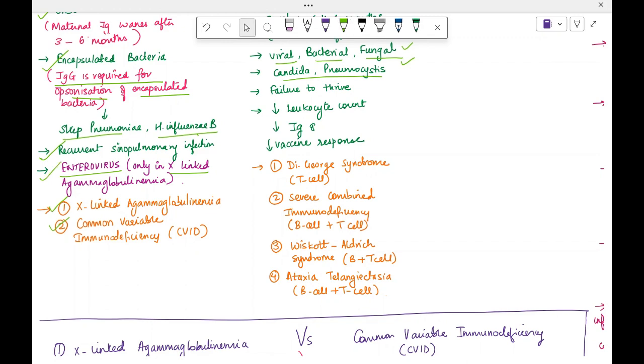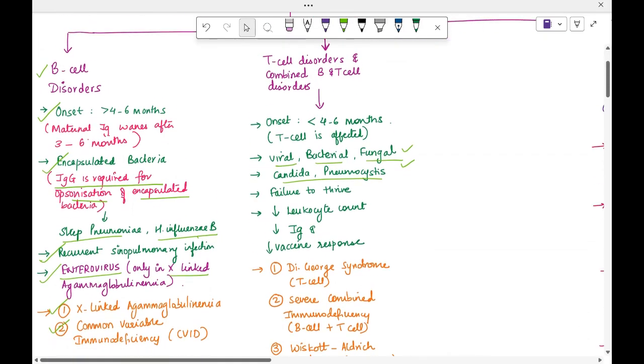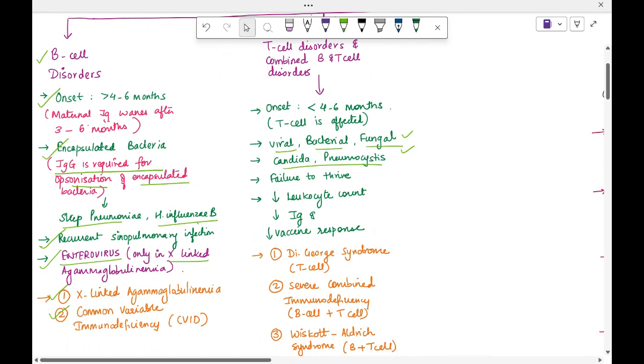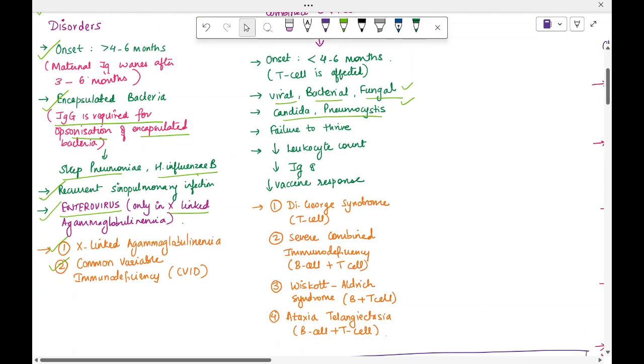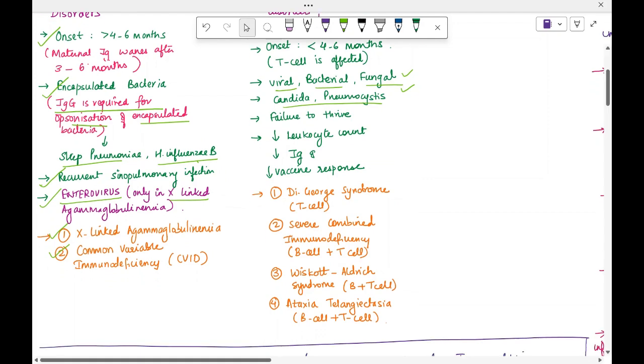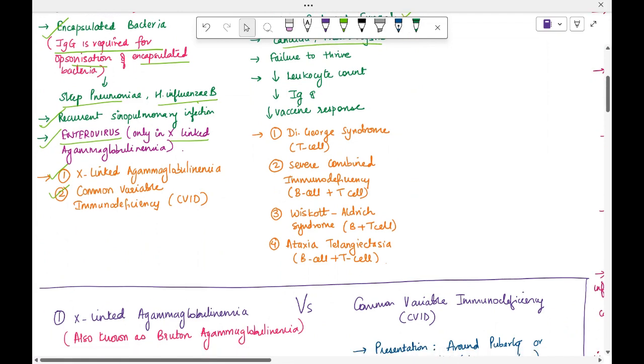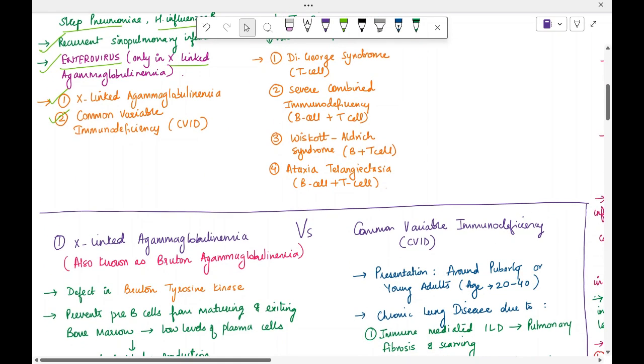Okay, so these are some of the features by which we can differentiate whether it is an isolated B cell disorder. So which are the features? First is that onset will always be after 4 to 6 months. If it's occurring before 4 to 6 months, then it is not an isolated B cell disorder. Second thing is that if the patient is only getting recurrent infections by encapsulated bacteria and not getting any other opportunistic, viral, fungal, or bacterial infection, then it is again an isolated B cell disorder, because IgG is required for opsonization, and that is deficient. And specifically in X-linked agammaglobulinemia, we have enterovirus infections, and recurrent sinopulmonary infections.